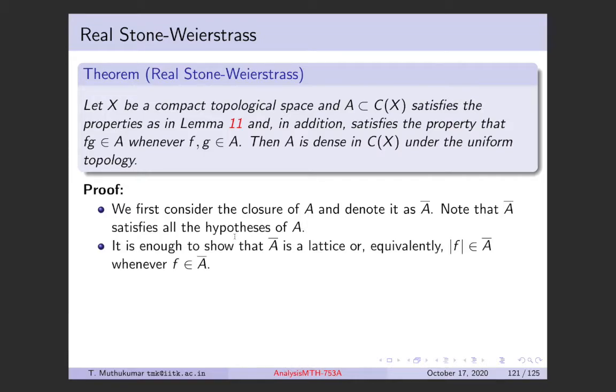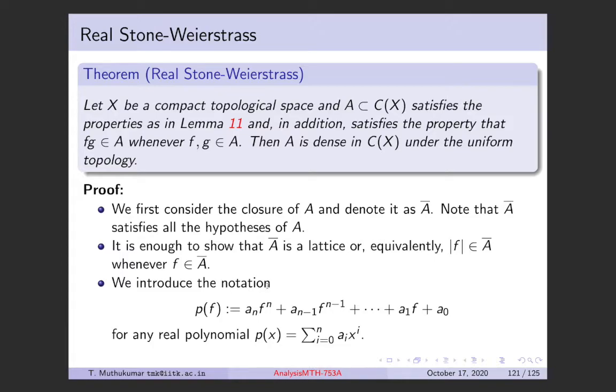So by the previous theorem that we just showed, if we show that A bar is a lattice, then we can show that it is dense. That's what we showed in the previous theorem. So it's enough to show that A bar is a lattice, which means that it's enough to show that mod f belongs to A closure whenever f belongs to A closure. If we show that, we have shown that A closure is a lattice, which means that A closure is dense, but A closure is already closed. So it has to be the entire C(X).